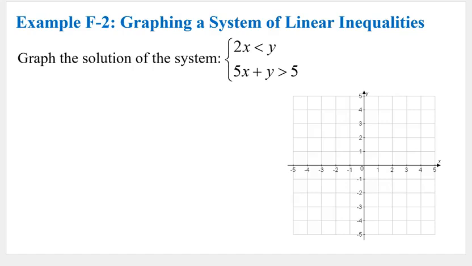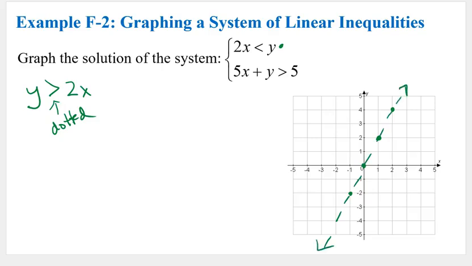All right, another example. The first one, I'm going to rewrite that just because I don't like it when the y is on the other side. So y is greater than 2x. That is also in slope-intercept form. It has an intercept of 0 and a slope of 2. And notice because there is a strictly greater than, that will be a dotted line. So I'm going to draw my dotted line through that.